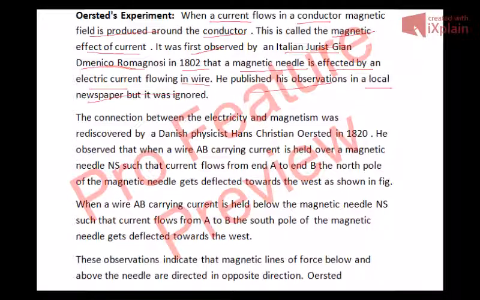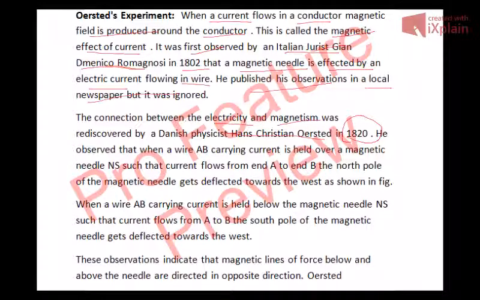Otherwise, as today we know, we say that the magnetic effect was given by Oersted, Hans Christian Oersted, but actually it was first observed by Gian Domenico Romagnosi, but his observations were ignored. So after 18 years of his observation, another physicist, Hans Christian Oersted, in 1820, observed the same thing.